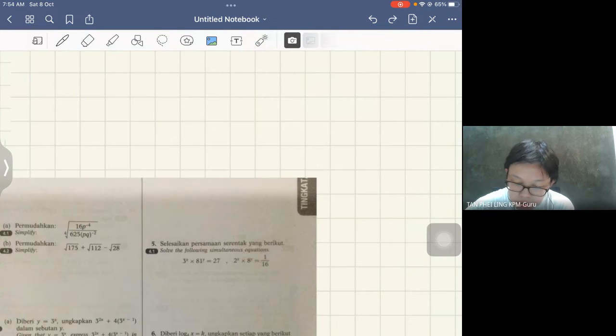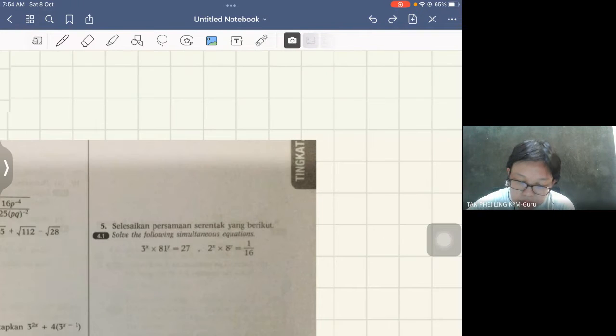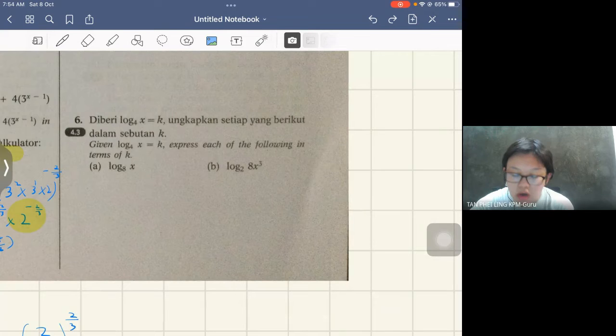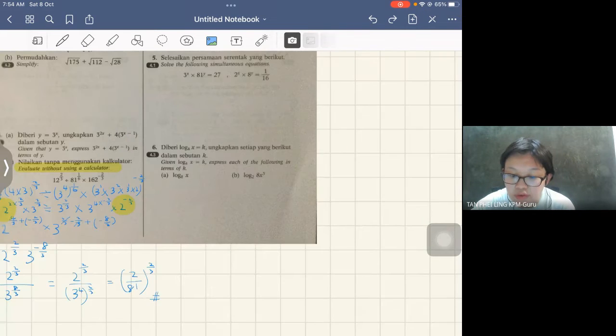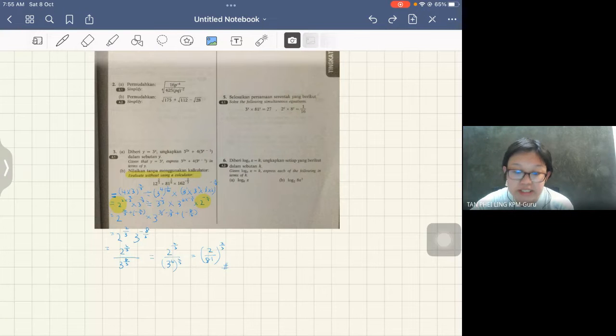Okay, so we have here question number 6. This one is log. Before I move on to log, I want to finish off with the power, the indices case first. What about number 5? Anyone can solve number 5 already?